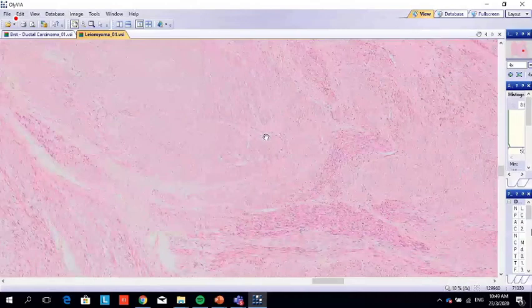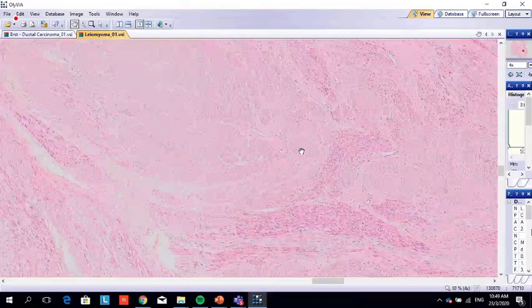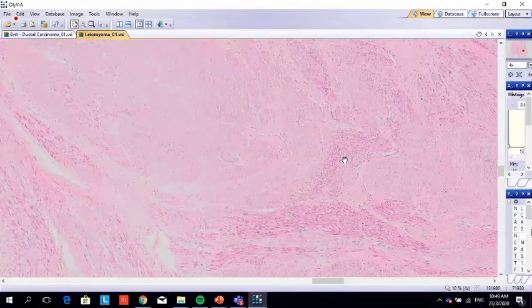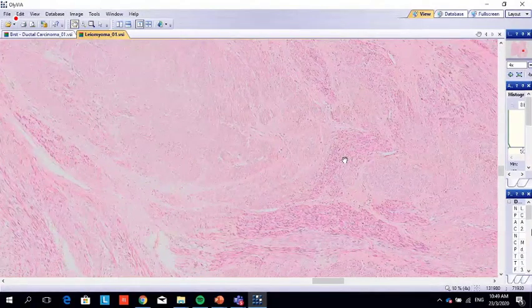Doctor, doesn't polymorphism mean the same thing as irregular? Yeah. Polymorphism means varying size and shape. Okay.